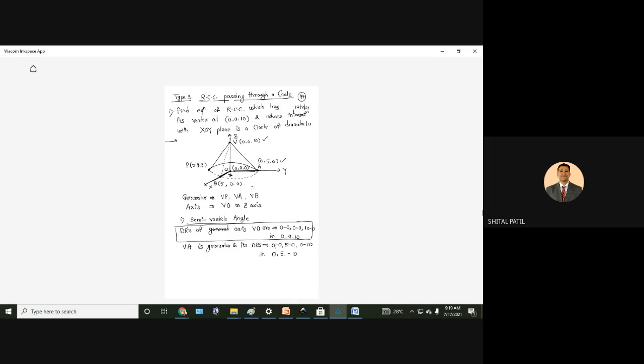Now we know the direction ratios of the axis and the direction ratios of the generator, and the angle between them is the semi-vertical angle. So the semi-vertical angle is given by cos theta equal to 0 into 0 plus 0 into 5.